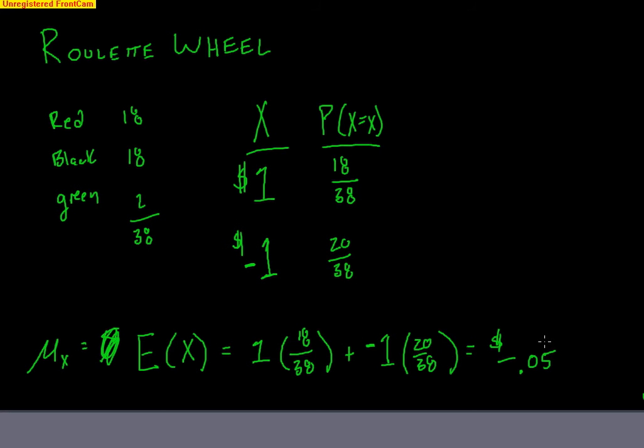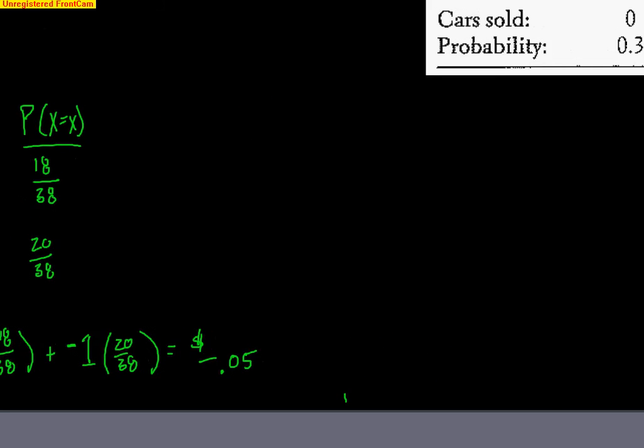And this is exactly why the casinos stay in business. They know that over the long run, over playing this game many, many, many times, not just 10 or 100 times, people expect to lose 5 cents. And that is why the casino stays in business. Because in the long run, over the course of a whole lot of plays, people will lose an average of 5 cents at the roulette wheel.